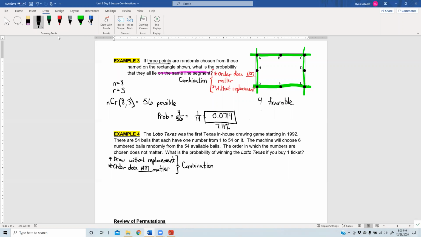Okay, so we know it's a combination. How many can they pick from? There's 54 balls, so N is 54. How many are they picking? It says the machine will choose 6 numbered balls. So R is 6. That means we can do a combination of 54 choose 6.